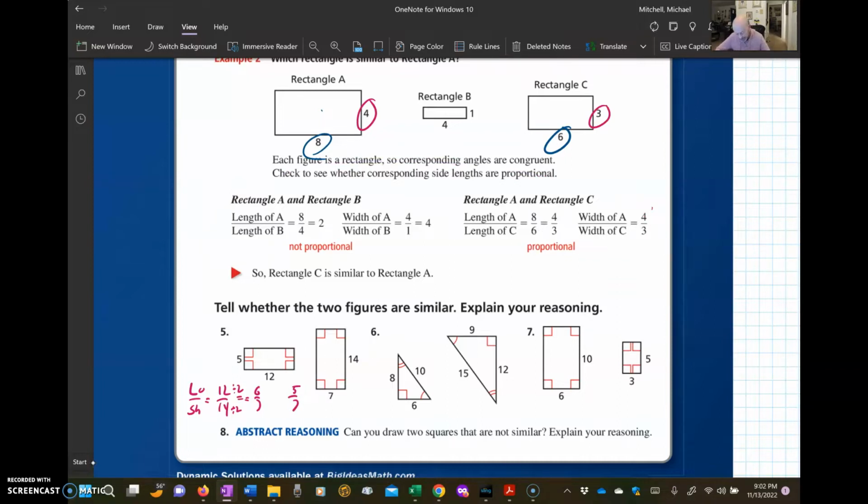So you'll have to do that. This one, you got to do all three sides right there. Got to do all three sides to make sure it works. All three have to be in proportion too.